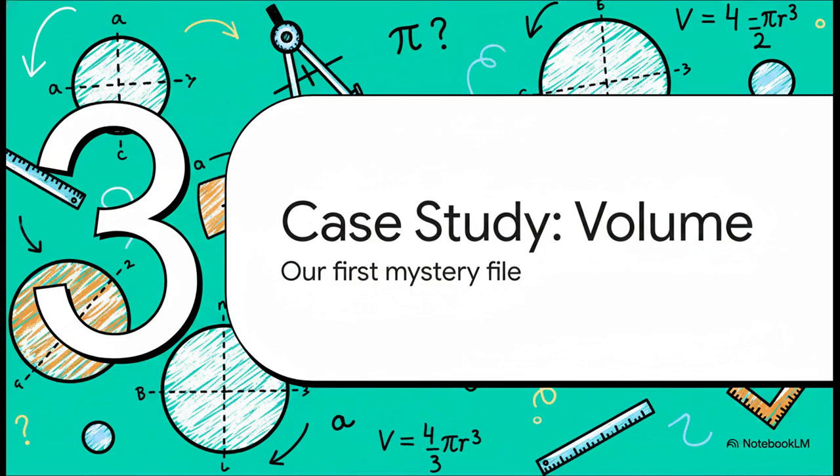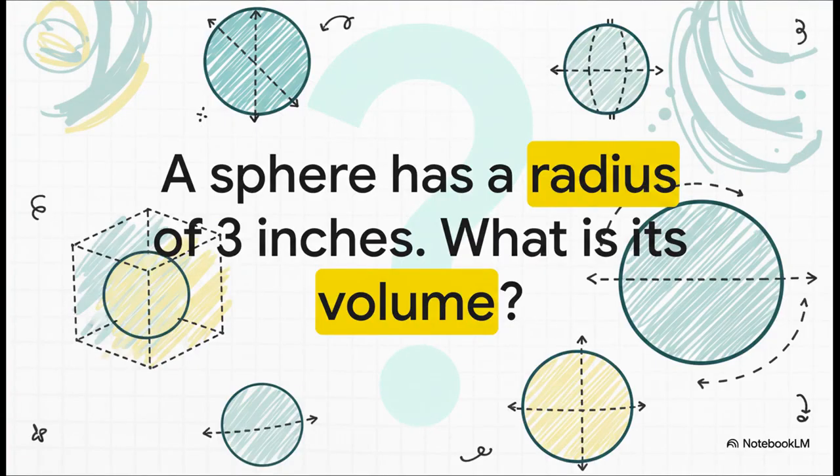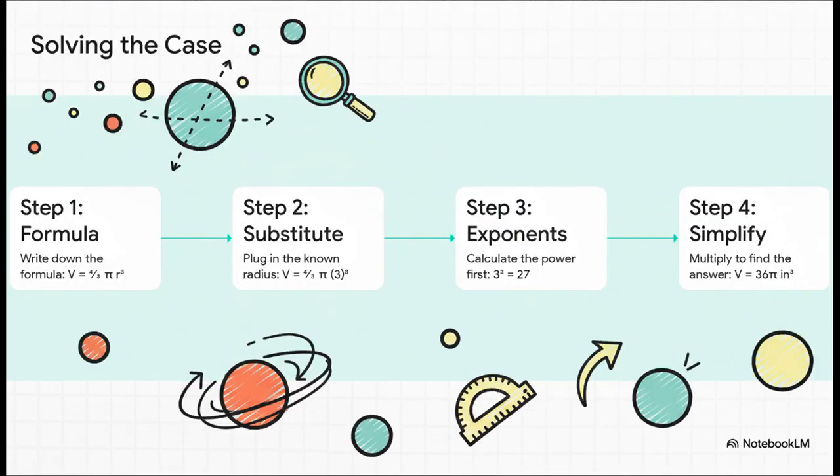All right, enough with the theory. Theory's great, but let's see this thing in action. It's time to open up our first case file and put this formula to the test with a real example. So here's the deal. Case file number 1. We've got a sphere. We know its radius is exactly 3 inches. Your mission, should you choose to accept it, is to find its volume. Ready? Let's walk through this together, step by step.